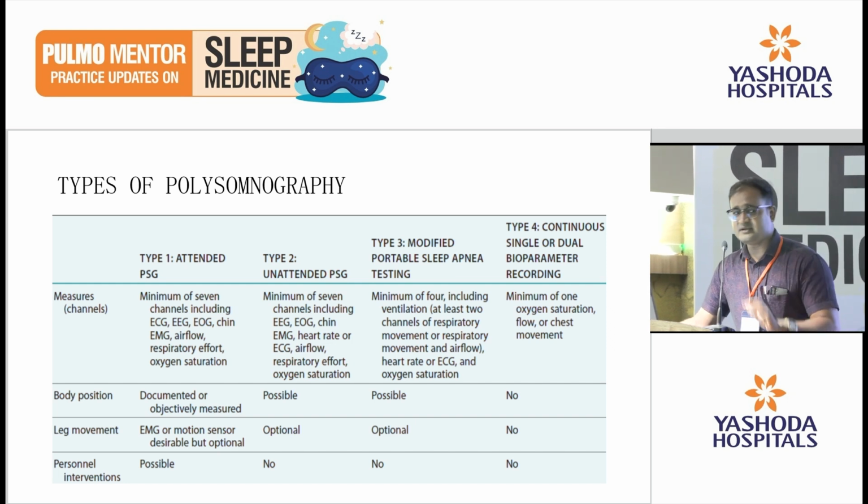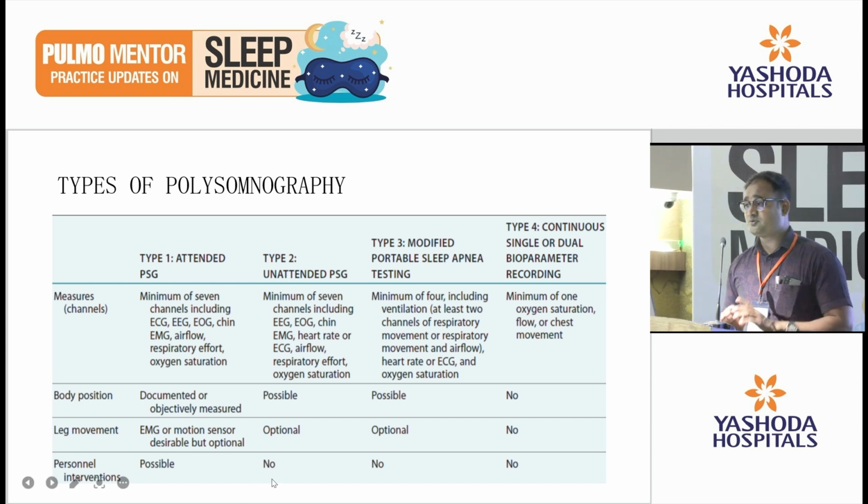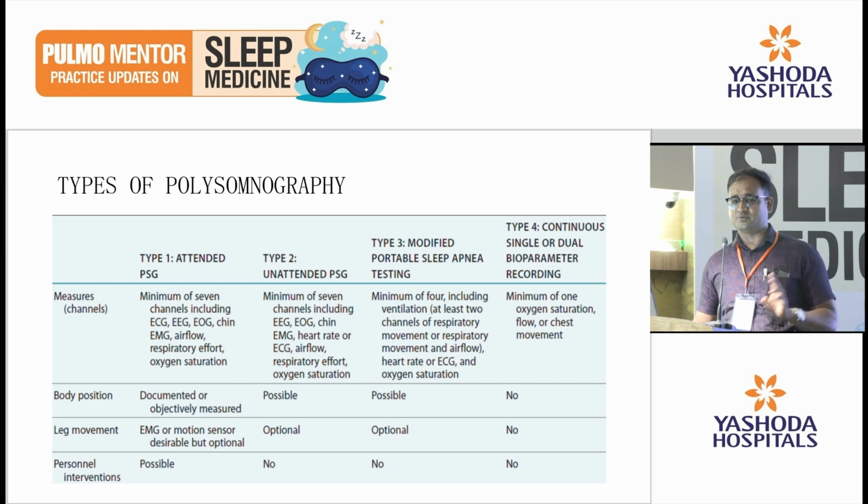Coming to level 2, it is the same as level 1, but there will be no personal intervention. No attendant will be there in level 2 polysomnography. That is the difference between level 1 and level 2.